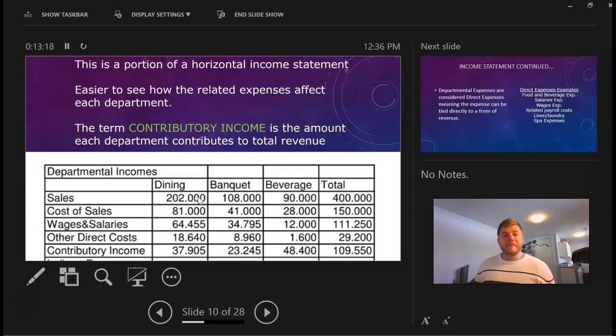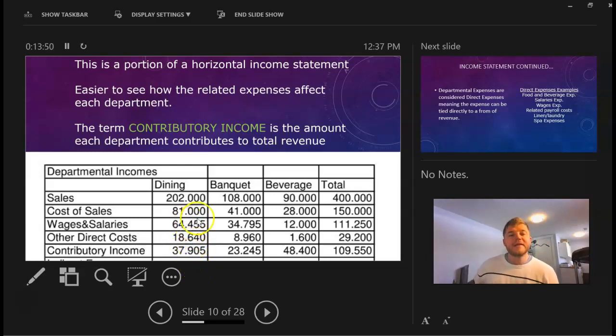As you can see, dining is by far our biggest area. We have $202,000 in sales. Our contributory income is only $37,000. The cost is quite high. This is the cost of all the food. Wages and salaries are quite high as well, higher than anywhere else. And then also the other direct expenses, which could be linens and napkins, washing chemicals for our dishwasher, and all kinds of stuff.